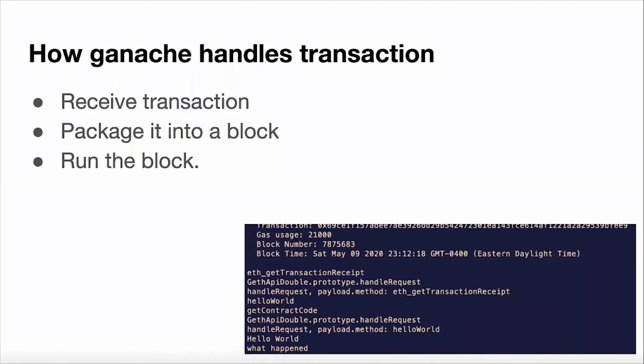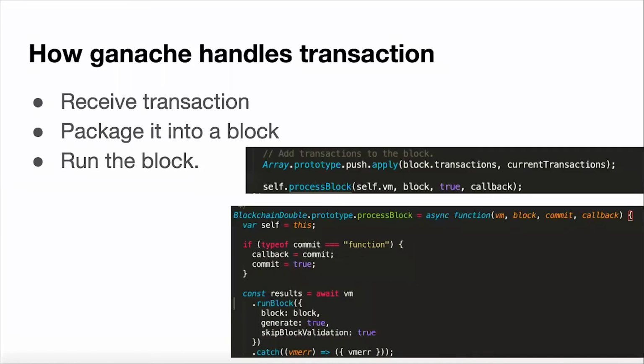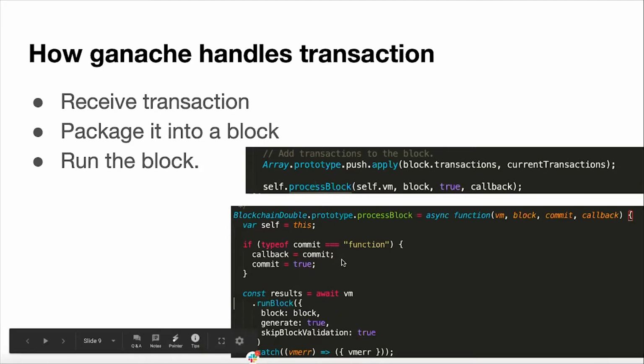After this, I looked into how Ganache handles transactions. Basically, it receives a transaction, packages it into a block, and then runs the block. That simple. Of course, I had to spend some time tracing the code, but here are the essential code snippets: push the transactions into the block and then process it. In the process block, it just runs vm.runBlock.